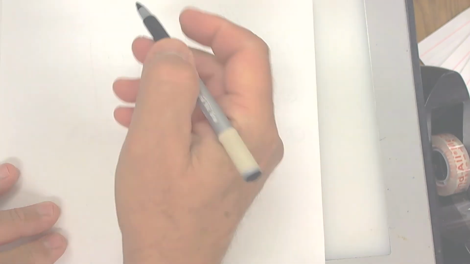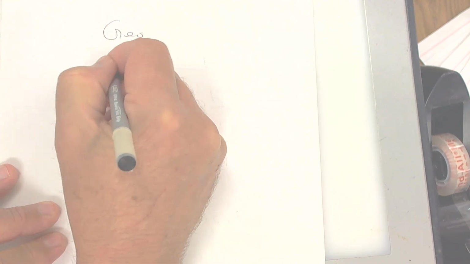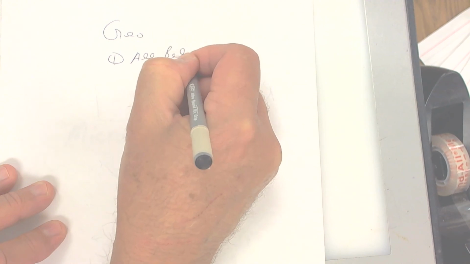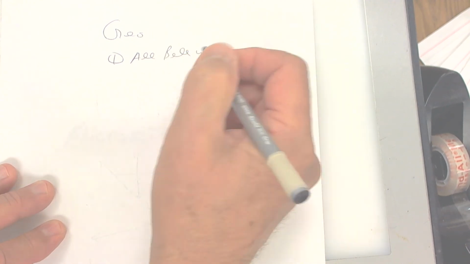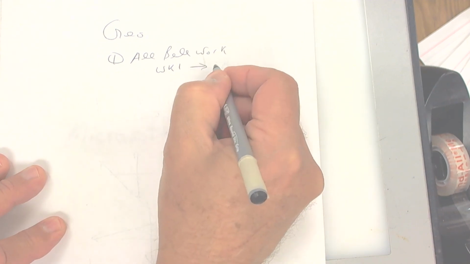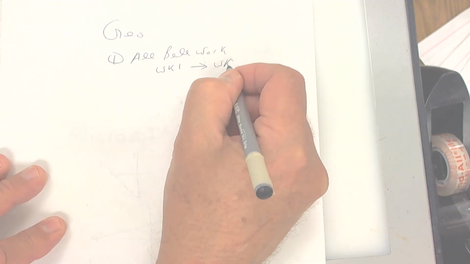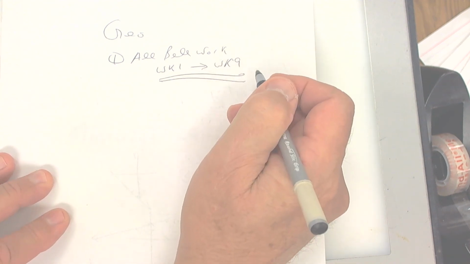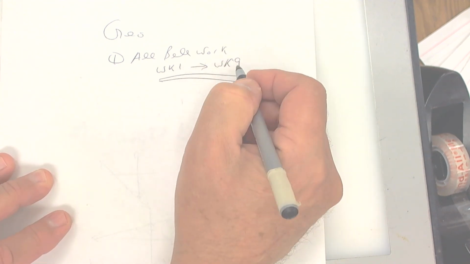Okay, geometry. Number 1, all bell work is due this Friday through Sunday. So I want week 1 on top. Week 1 all the way through week 9. So there should only be 9 pages. Don't give me 10, don't give me 20, don't give me 8, give me 9 pages.